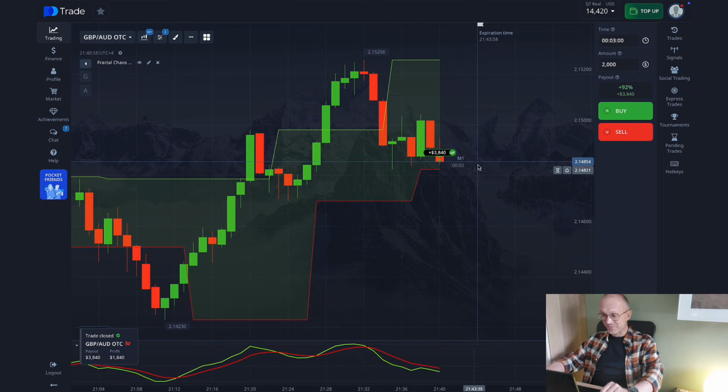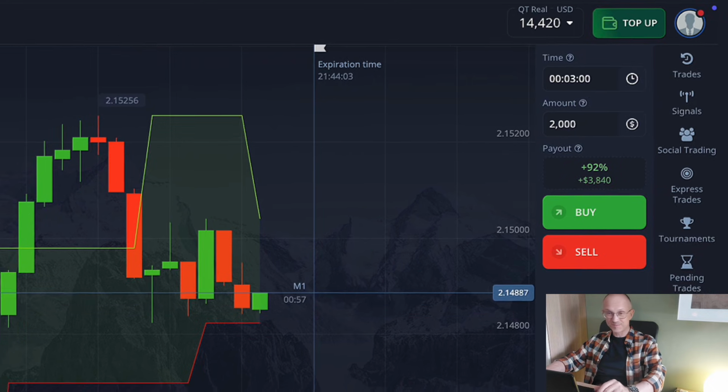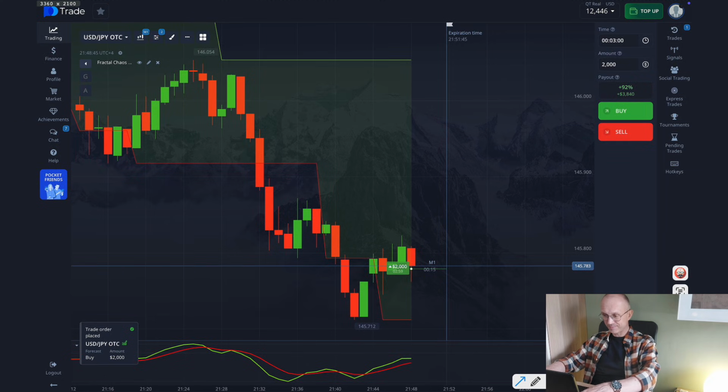Excellent result. The balance increased by $1,840. Let's move on. Here's another strong market situation. The expiry time is 3 minutes. And I'm opening a long trade for $2,000. The chart shows a confident upward movement and the indicators only confirm this. Everything's perfect for acting according to the strategy.